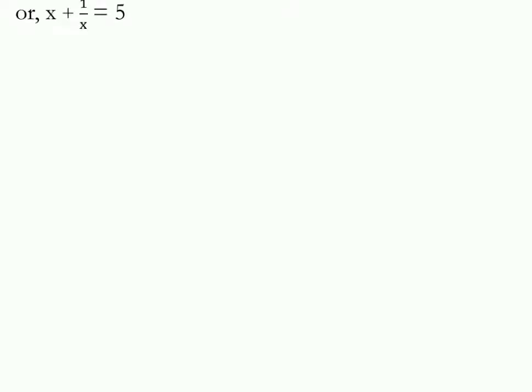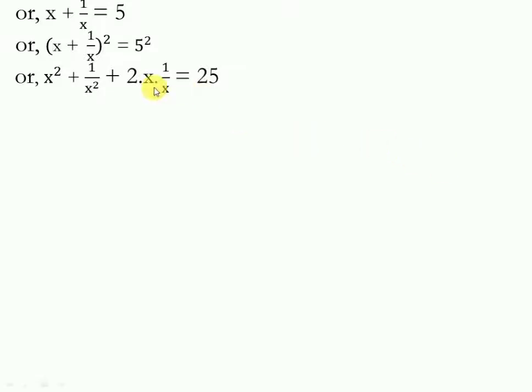Now if we make whole square on both sides, then it becomes like this, and we know a plus b whole square means a square plus 2ab plus b square. It can be written like x square plus 1 by x square plus 2 into x into 1 by x equals 25, because 5 square means 25. Now this x was in the numerator and this x is in the denominator, and they are in multiplication form. So same terms in numerator and denominator cancel each other, it becomes 1. So 2 into 1 becomes 2. So it simplifies, x square plus 1 by x square plus 2 equals 25.